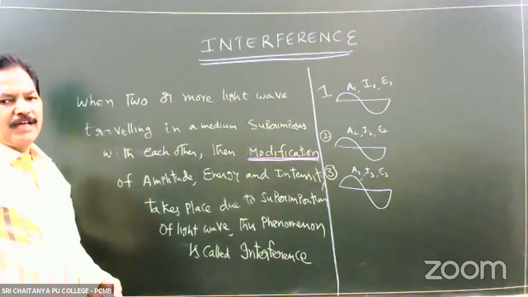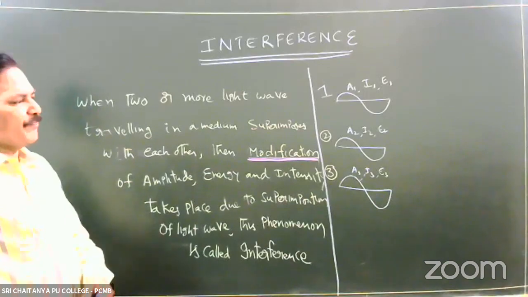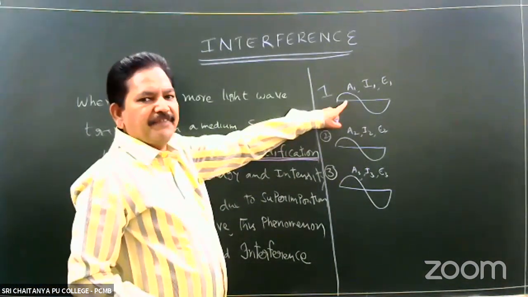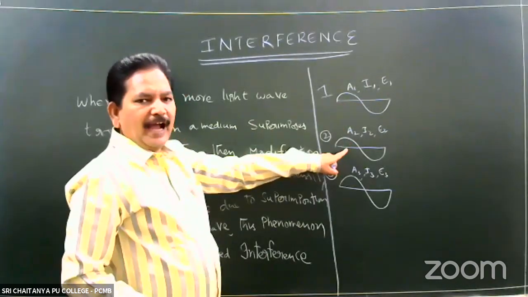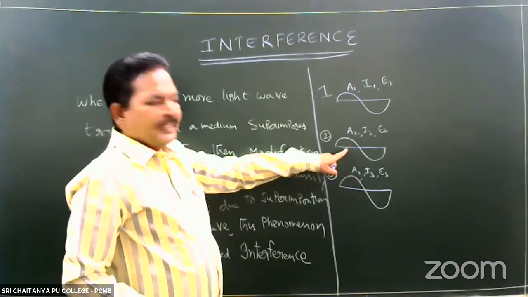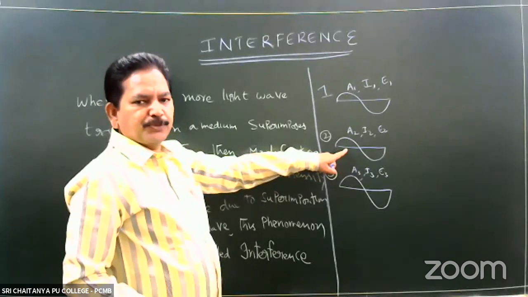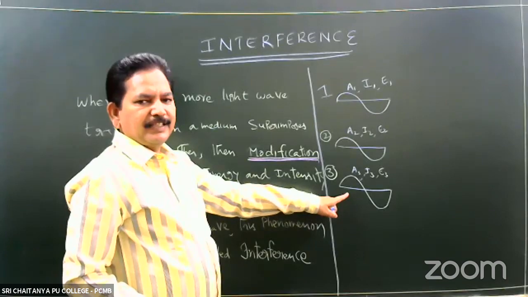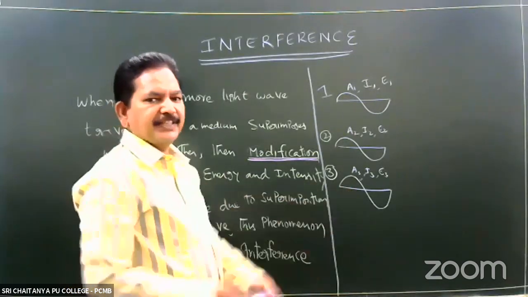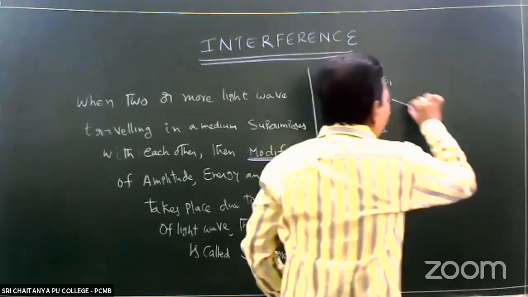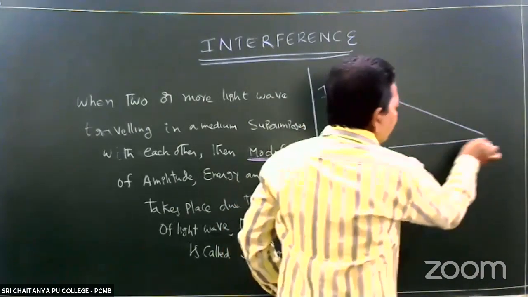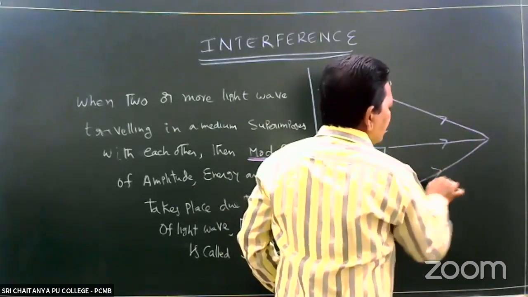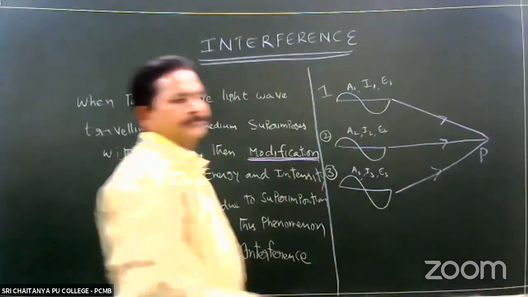3 light waves are traveling in a medium. The first light wave: amplitude A1, intensity I1, energy E1. Second light wave: amplitude A2, intensity I2, energy E2. Third light wave: amplitude A3, energy E3, intensity I3. These 3 are traveling and they meet at a point, superimposing at the point P.